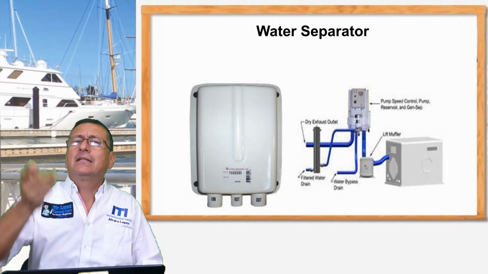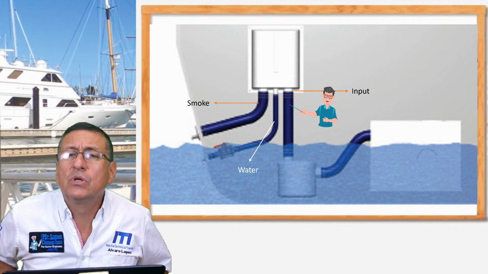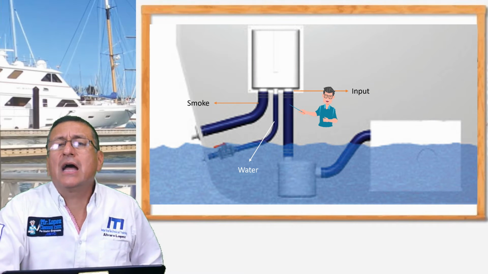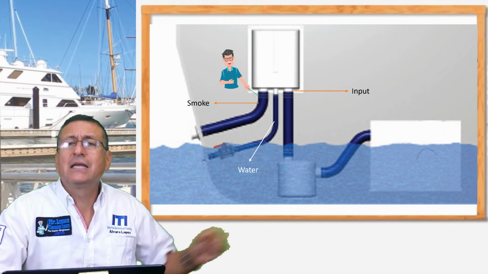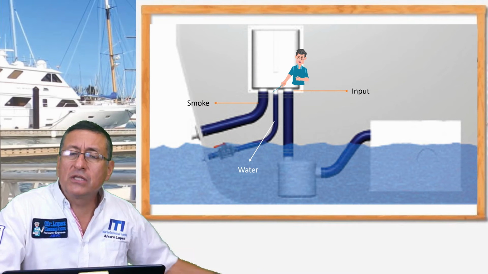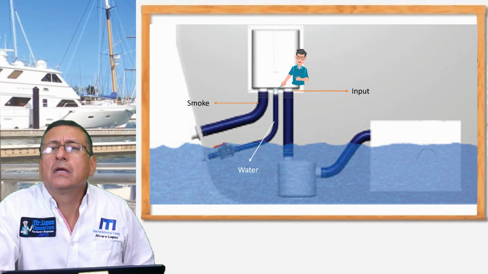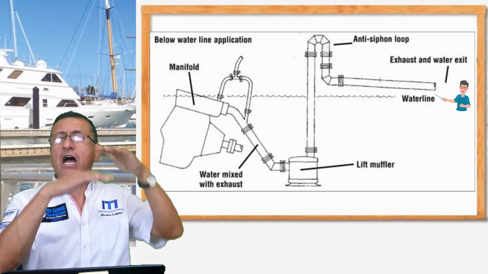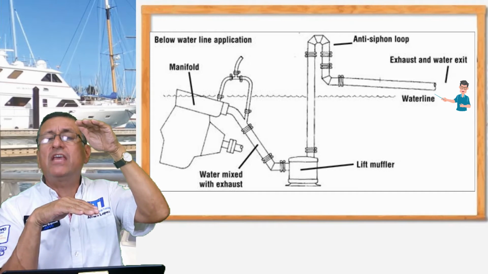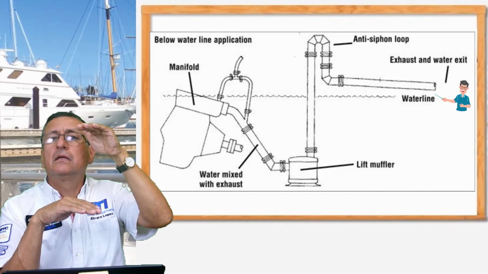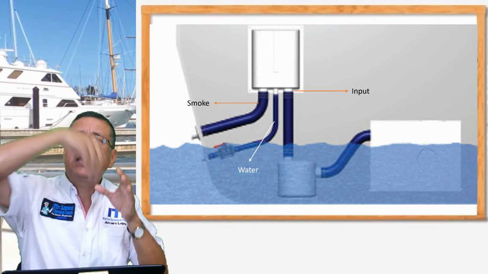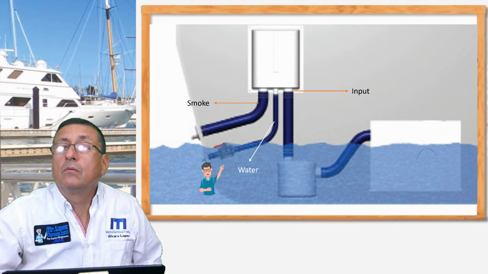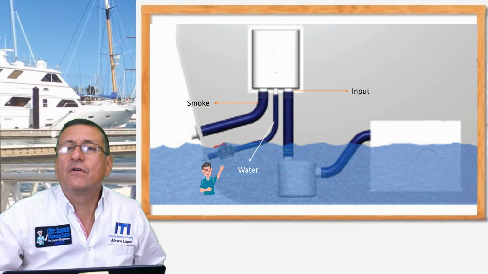And try to understand what is the input of gases with water in the water separator, what is the output with only gas, and what is the output with only salt water. And how is the output outside of the boat? The output of the gases is minimum 12 inches over the water line. And what about the output of raw water? It's below the water line. Verify how is the path of those pipes.